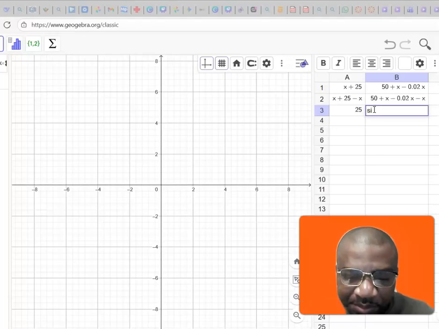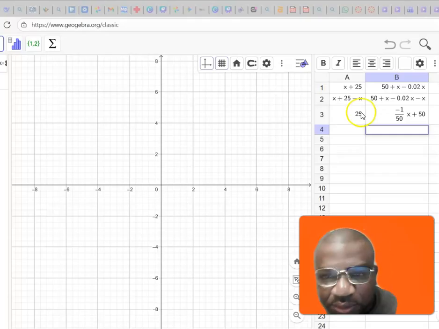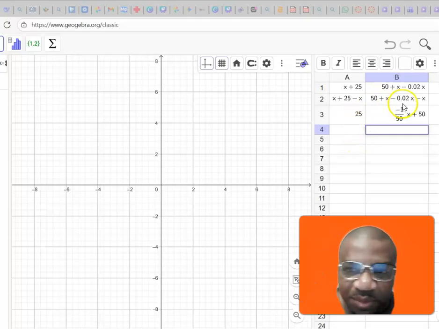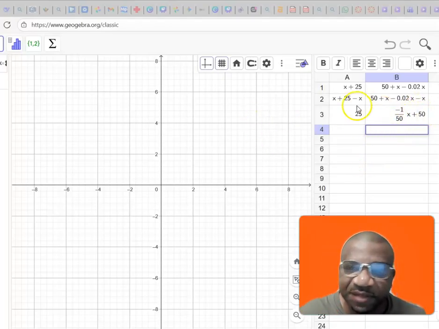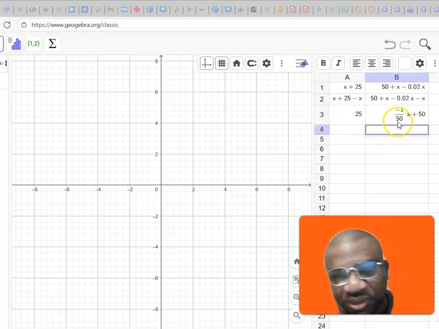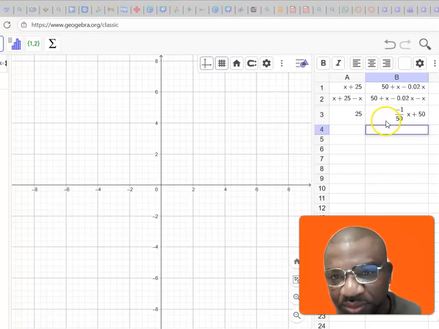So it's a simplify. Close bracket b2. Good. So the next thing to do, we have plus 50 on the right hand side. So it's just like collecting the like terms on both sides of the equation.